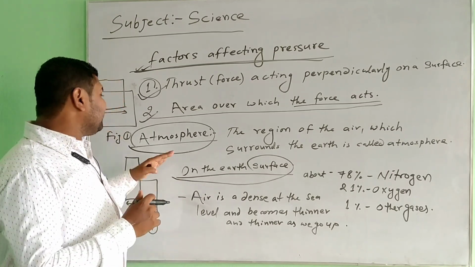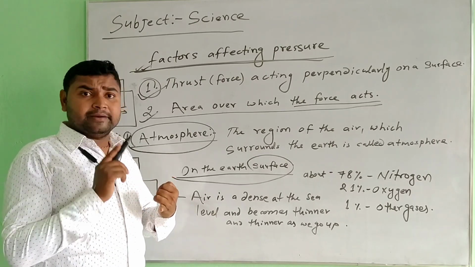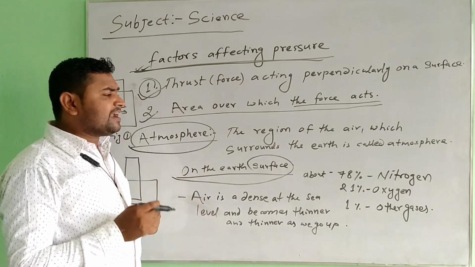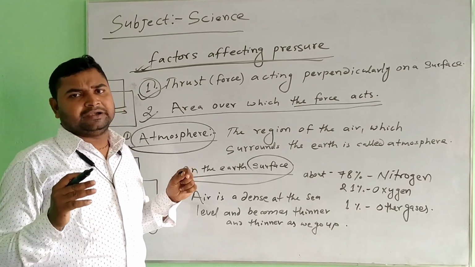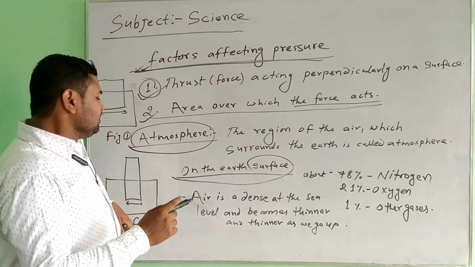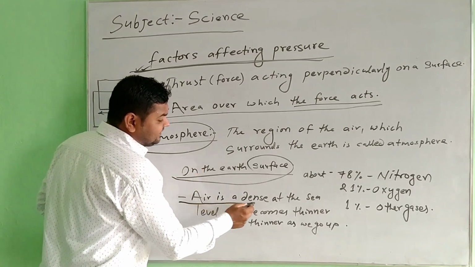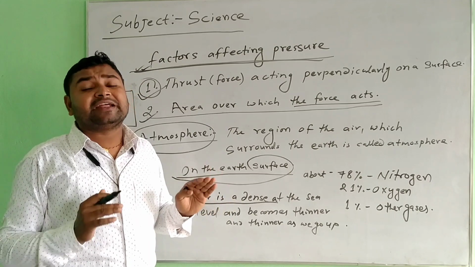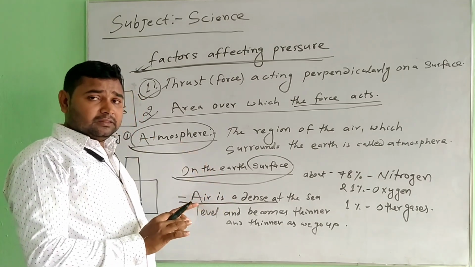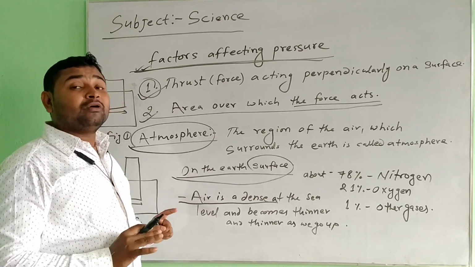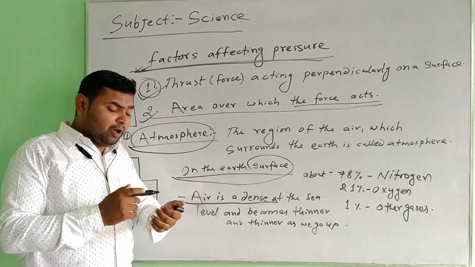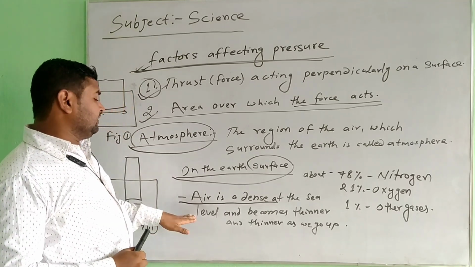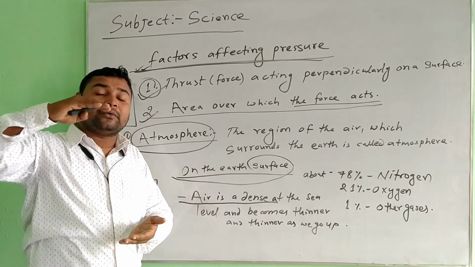So our atmosphere mainly consists of a huge amount of gases, nitrogen and oxygen. It means the air is dense at the sea level, so there is more atmospheric pressure at the sea level. When we go above sea level, up and up and up, what will happen? The amount of air decreases.